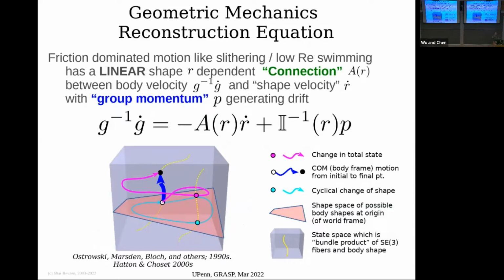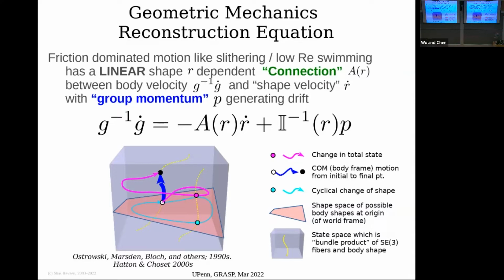G inverse G dot is the body velocity of our system, where G is a pose in 3D space. And here R is the shape. And so there's a dependency on shape velocity R dot, and a dependency through the inertia on a momentum. But this momentum is not the momentum you're used to from your high school physics or from your advanced dynamics class. It's not a high dimensional momentum. It's a momentum that's only of the dimension of the underlying symmetry. So the group momentum is actually pretty low dimensional.